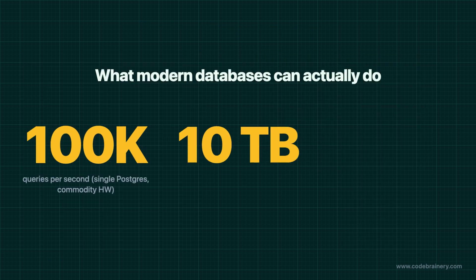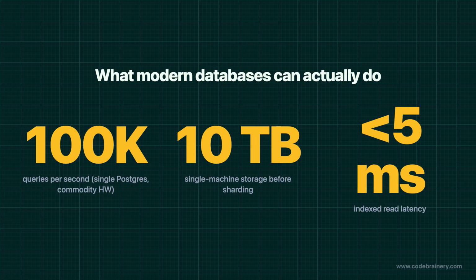Here's what modern databases can actually do. A single Postgres instance handles 100,000 queries per second on commodity hardware. Stores 10 terabytes before you need to shard across machines. And serves indexed reads in under 5 milliseconds. Most apps never come close to needing more. The bottleneck is almost never the database, it's how you're querying it.